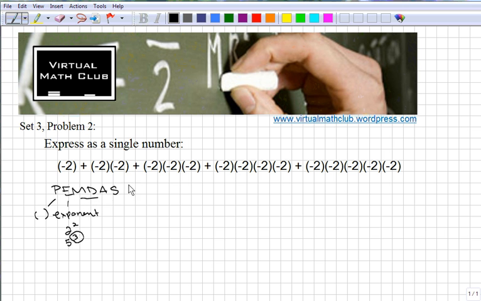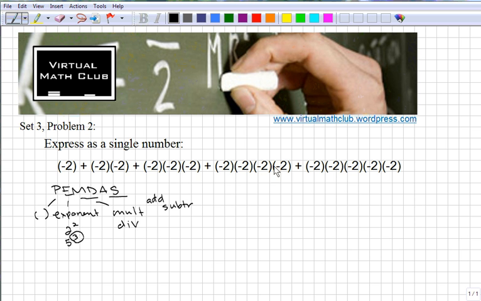We don't have any of those in this case, and then do multiplication and division. And then the A and the S represent addition and subtraction. So do that last. So do parentheses first, then exponents, then multiplication, division, and then addition and subtraction. So that's the first thing you have to remember, your order of operations.